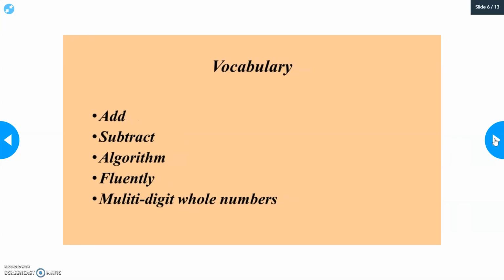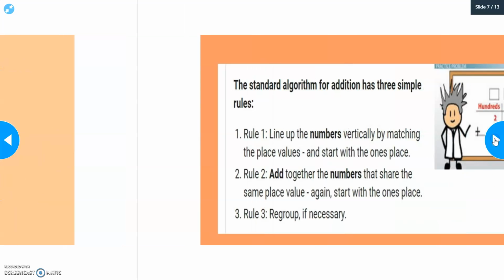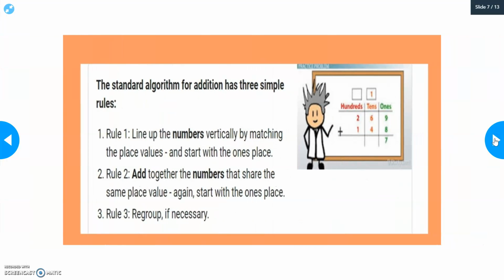Some vocabulary words I want you to remember: add, subtract, algorithm, fluently, multi-digit whole numbers. This is a little chart that I found, giving you the 3 simple rules of standard algorithm. Rule 1, line up the numbers vertically. Vertically means going up and down, by matching the place values and starting with the ones.